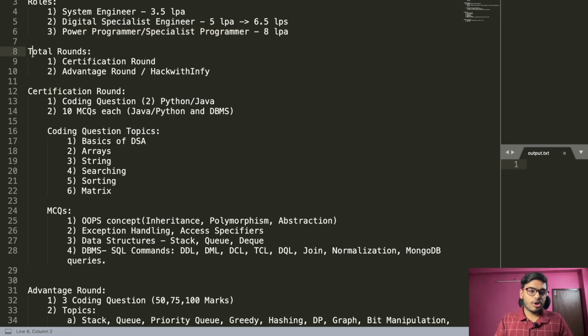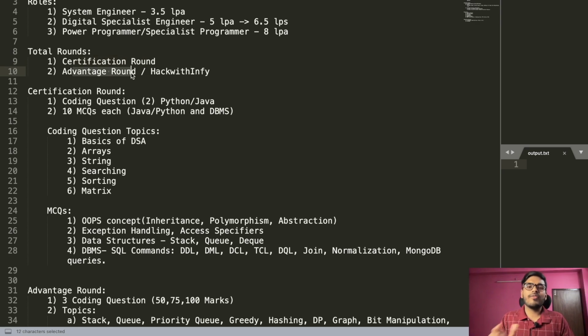So let's talk about total rounds. There will be 2 rounds. The first is a certification round, and the second is an advantage round. Last year, there were 2 rounds in the certification round and the third was advantage, but this time they've reduced 1 round. There is a certification round and only one advantage round.